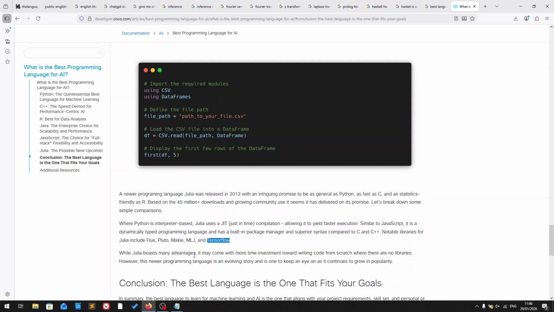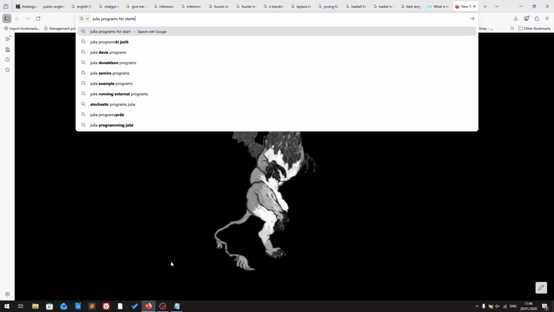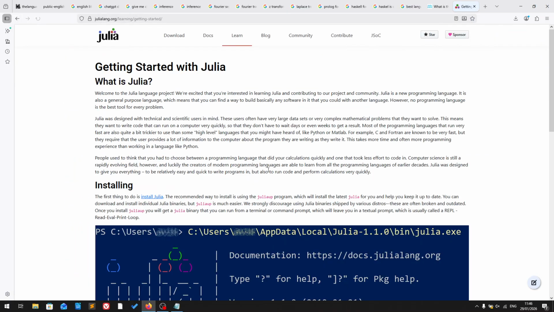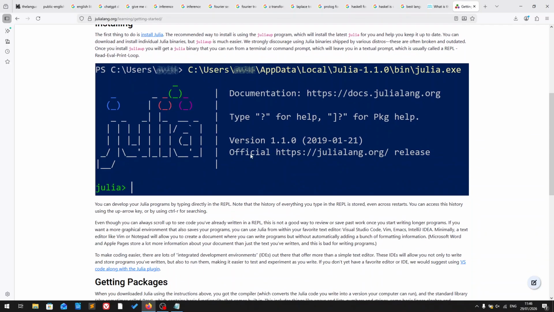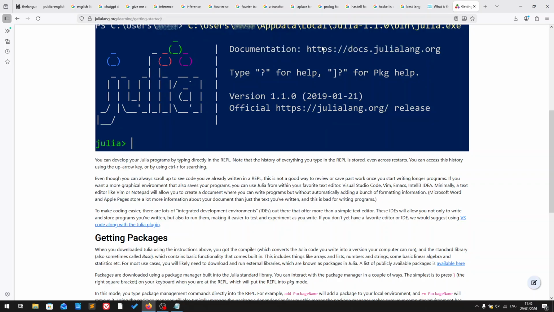Yeah, TensorFlow is available in Julia. So you could have a look. Julia programs for a start, and that's where you start. By the way, documentation. Okay.